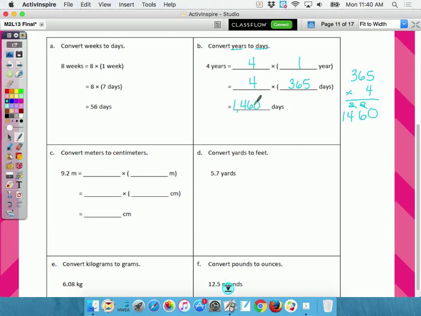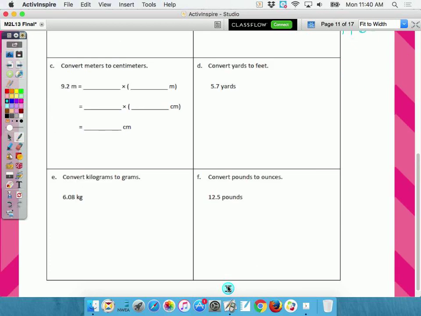Okay, and was there a decimal place value in my original number? So I don't have to worry about placing the decimal. Okay, let's go down and look at C. Okay, it says convert meters to centimeters, and it looks like they already wrote our labels on there for us. So I'm starting with 9 and 2/10 meters. And how much would 1 unit be? 1 what? 1 meter. 9 and 2/10 meters.